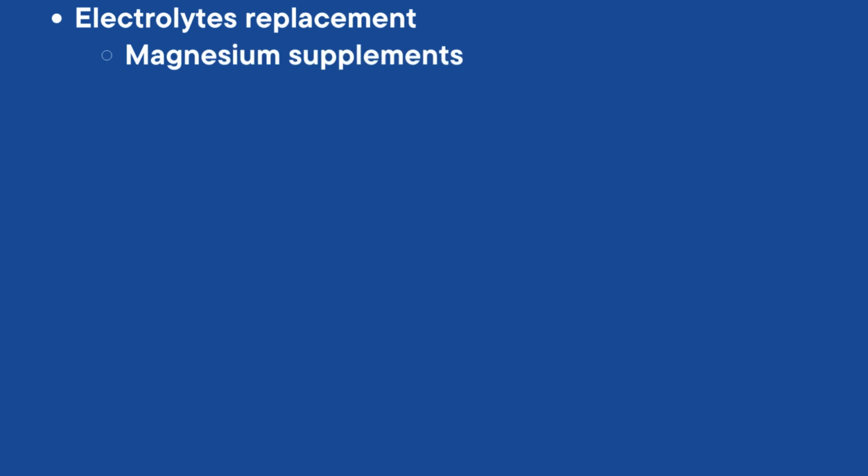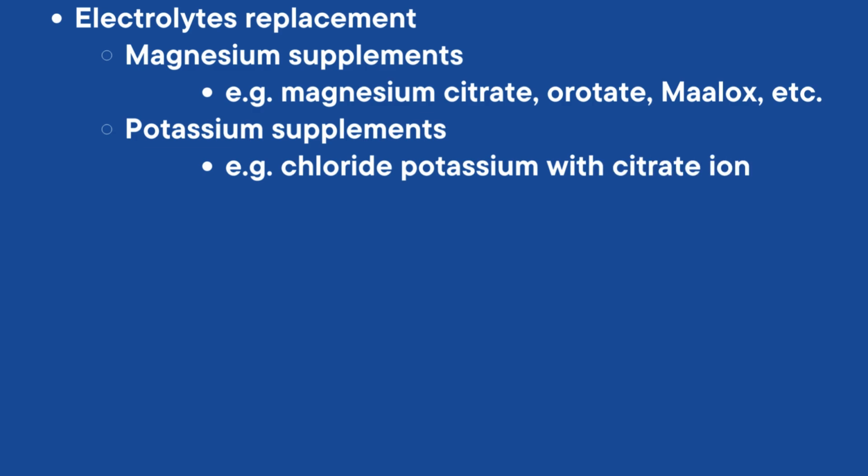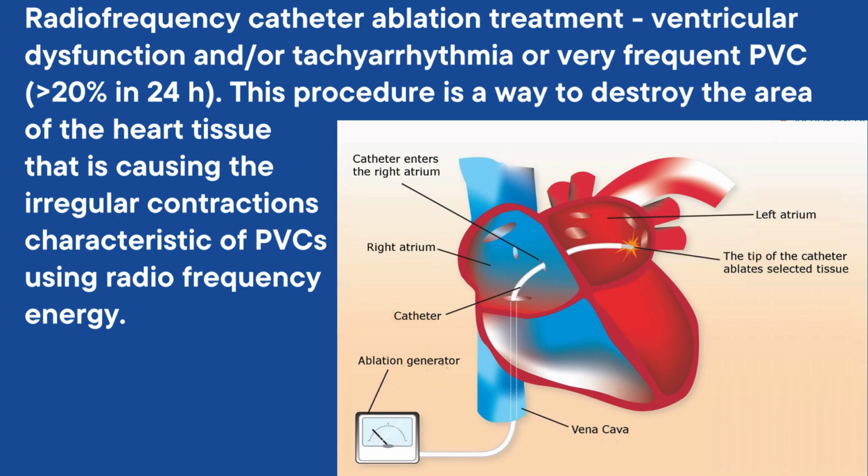Next treatment is electrolyte replacement. Magnesium supplements, for example, magnesium citrate, orotate, Maalox, etc. are given. Potassium supplements, for example, potassium chloride, potassium with citrate ion. Radiofrequency catheter ablation treatment is given to the patient. It is advised for people with ventricular dysfunction and or tachyarrhythmia or very frequent PVCs. This procedure is a way to destroy the area of the heart tissue that causes the irregular contractions characteristic of PVCs using radiofrequency energy.